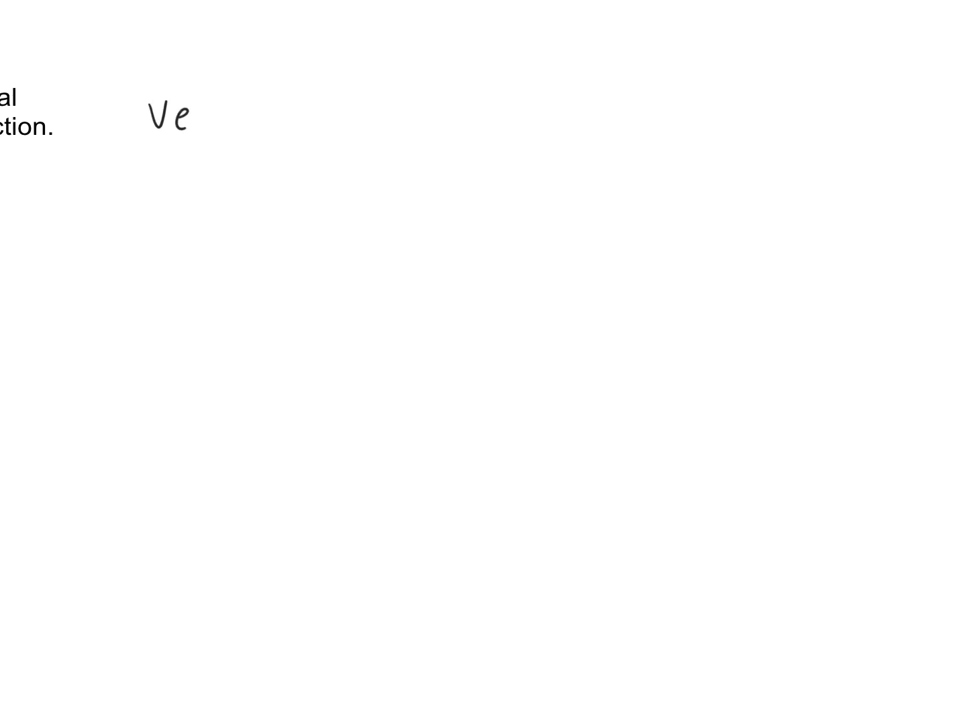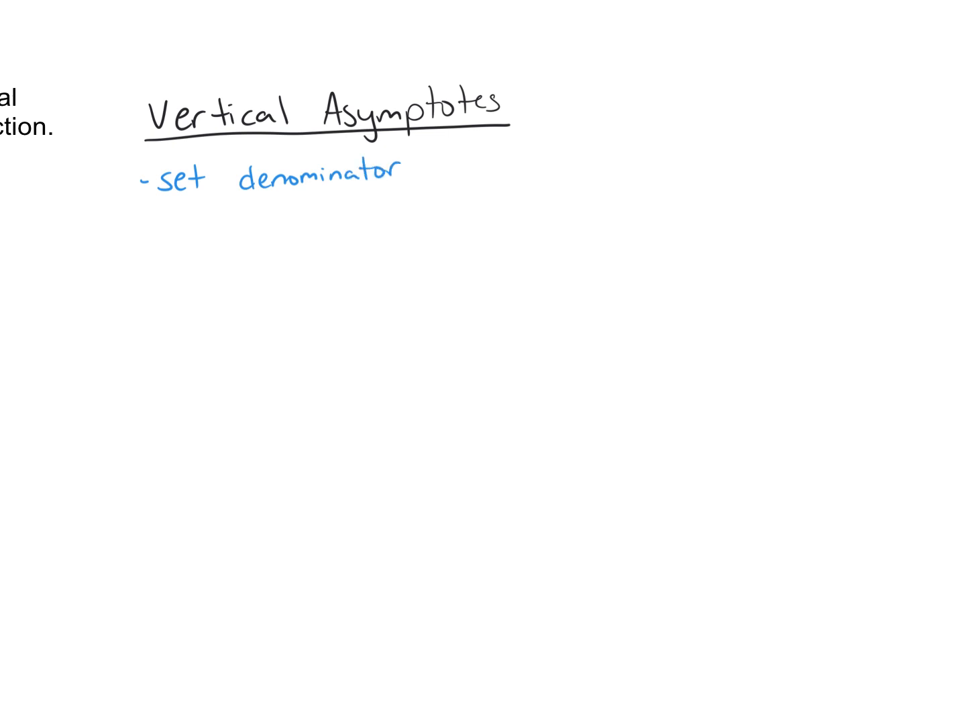So how do I find vertical asymptotes? We're going to set the denominator. What's denominator mean? Bottom of the fraction. Yep, the bottom of the fraction. Set denominator equal to 0. Sometimes you might have to factor so that you can solve. Set denominator equal to 0, factor, and then solve.